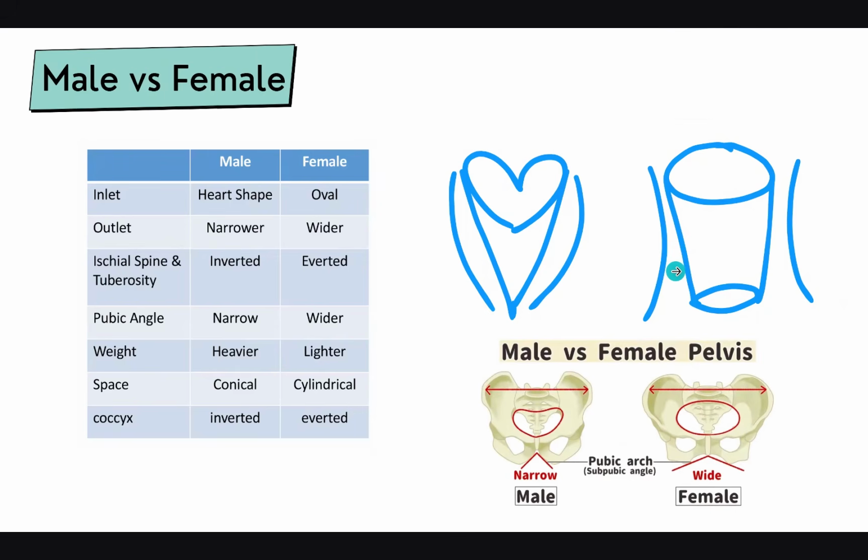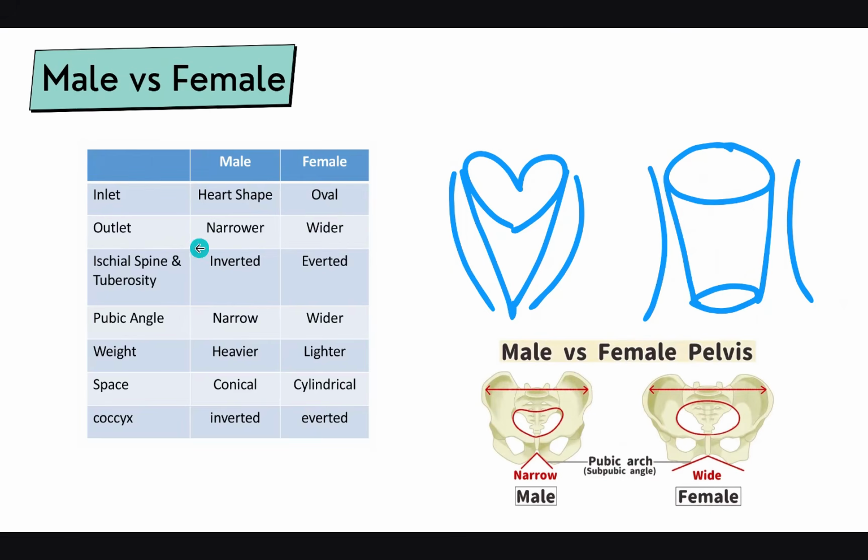Now, what is the difference between the male and the female pelvis? Again, in females, the pelvis is designed to allow and facilitate childbirth. So everything in the pelvis is supposed to be bigger, and again, all of the holes and the entrance and the exits should be as big as possible. So how can we know this? From the inlet, males have a heart-shaped inlet, compared to a female who has an oval-shaped inlet.